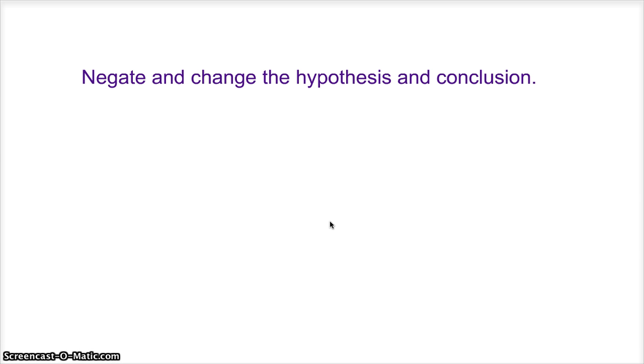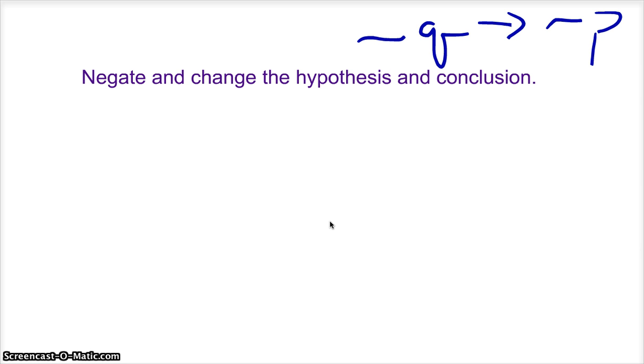Alright, then the last one we have is contrapositive. Contrapositive is when you negate and exchange the hypothesis and conclusion. So you negate and exchange the hypothesis and conclusion. Again, the contrapositive is when you negate and exchange the hypothesis and conclusion. So notice that it's not Q, then not P.